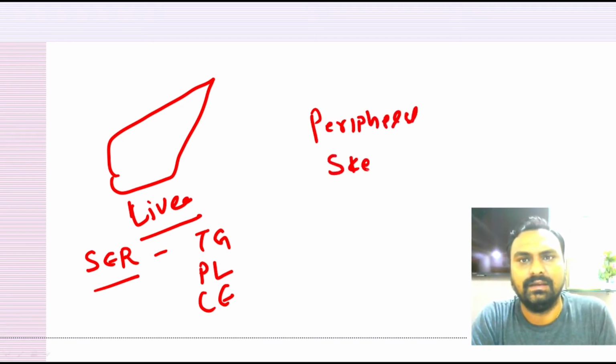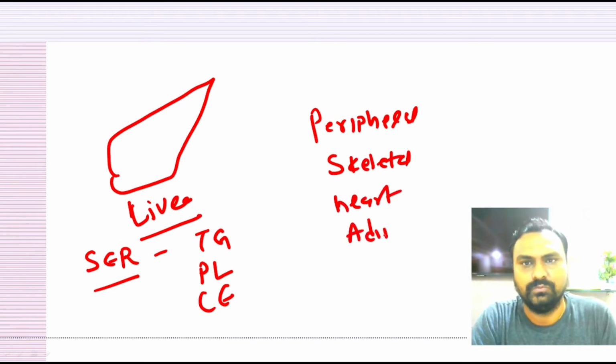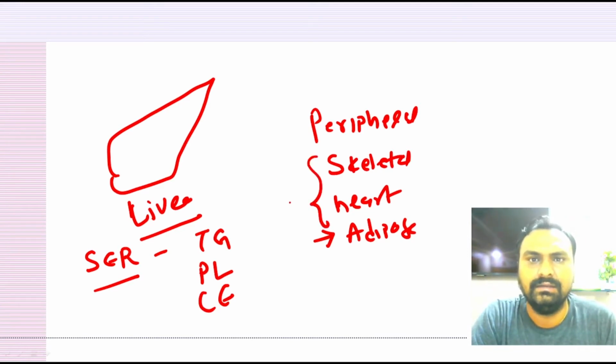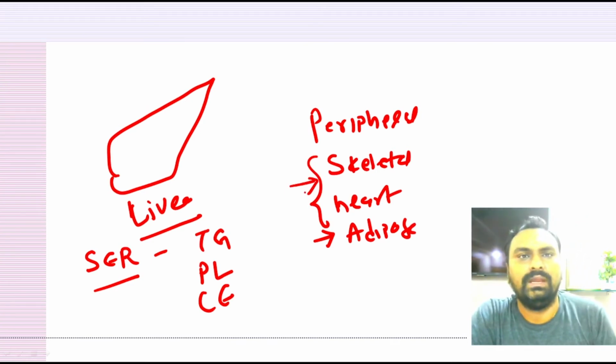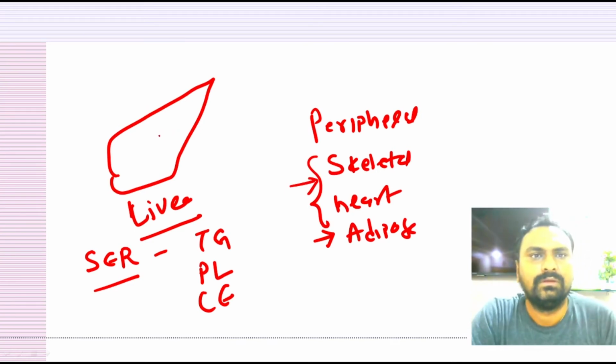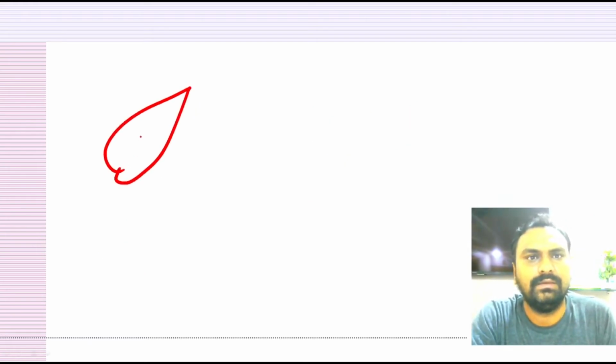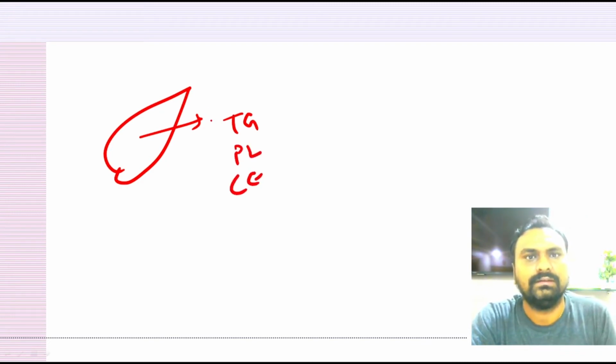Like skeletal muscle, heart or adipose tissue. In adipose tissue mainly fatty acid will be stored, while in skeletal muscle and in heart it is required for energy purposes. So, endogenously produced triglyceride. Okay, suppose in the liver, triglyceride, phospholipid, cholesterol ester.